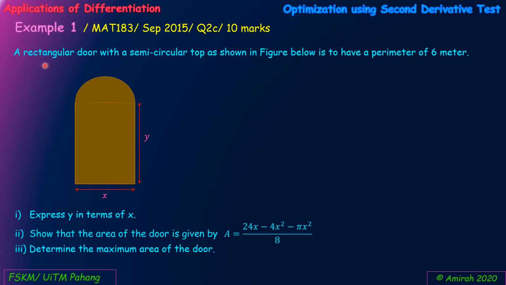A rectangular door with a semicircular top as shown in the figure below is to have a perimeter of 6 meters. This is the given diagram. Number 1, express y in terms of x. Number 2, show that the area of the door is given by A equals 24x minus 4x squared minus pi x squared over 8. And number 3, determine the maximum area of the door.